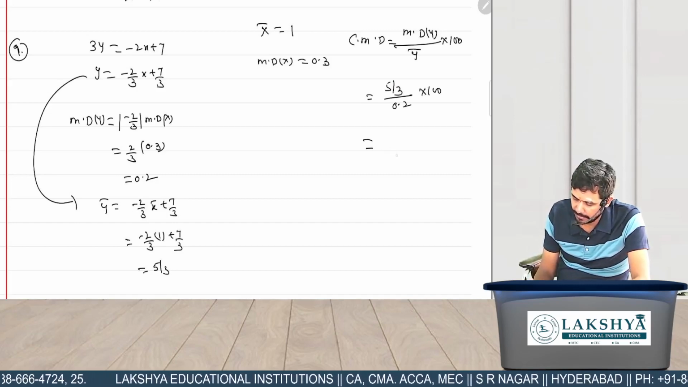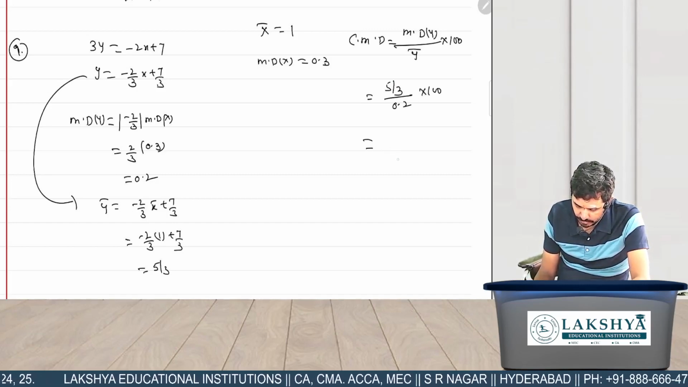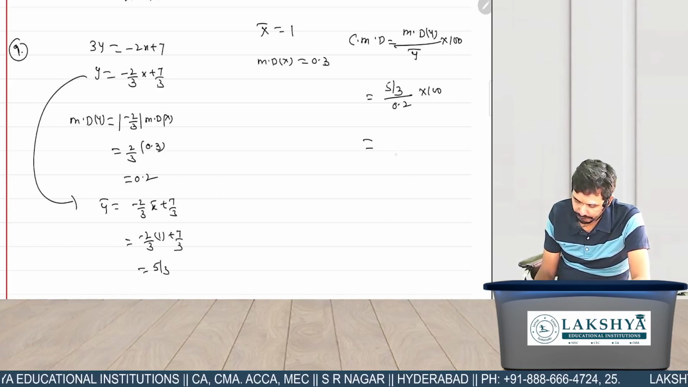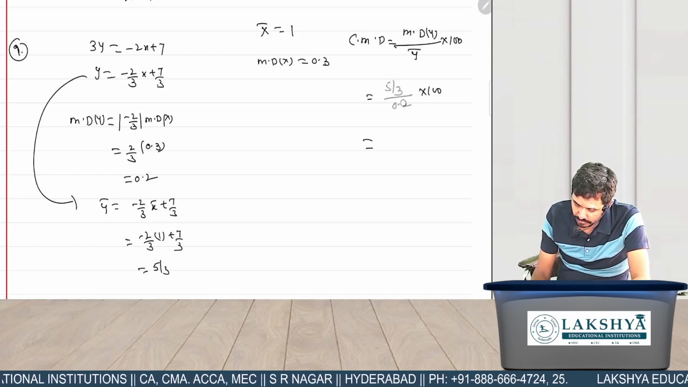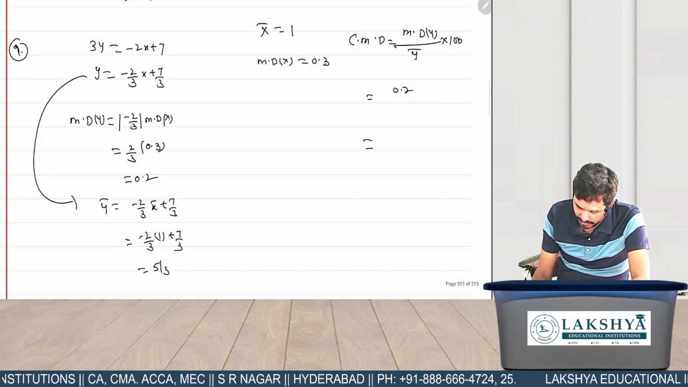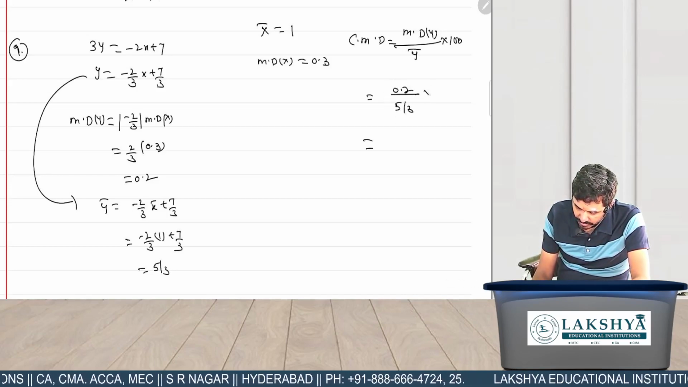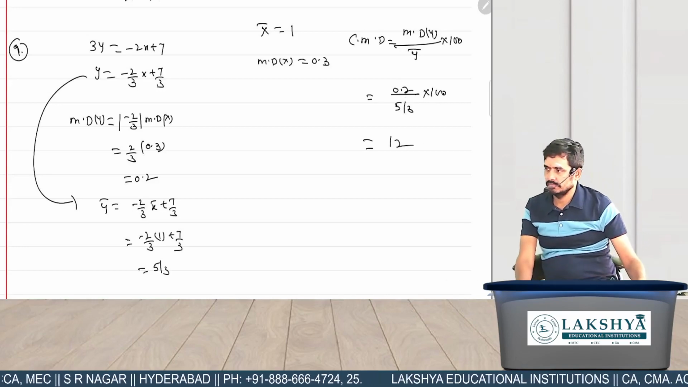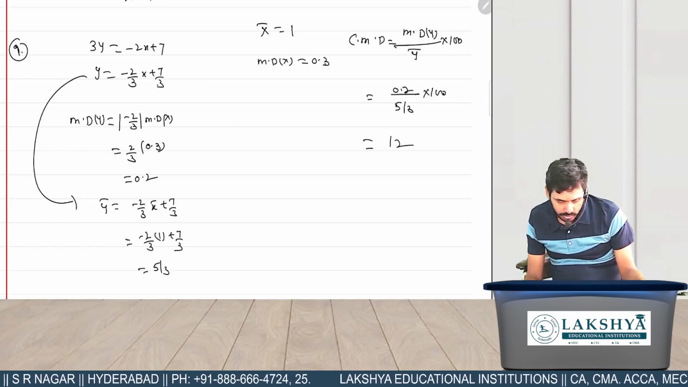Simplify and tell me. Sorry, 0.2 by 5 by 3 into 100, that is 12, because the mean deviation value is 0.2.